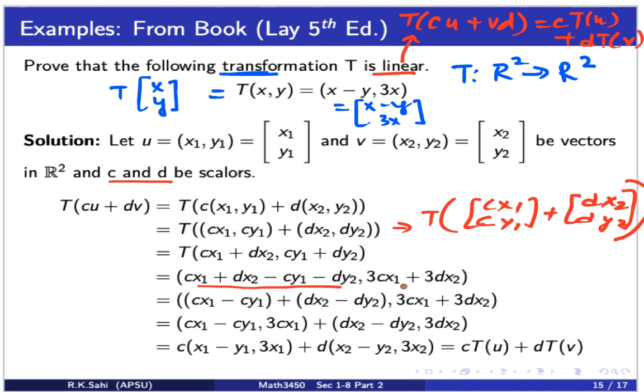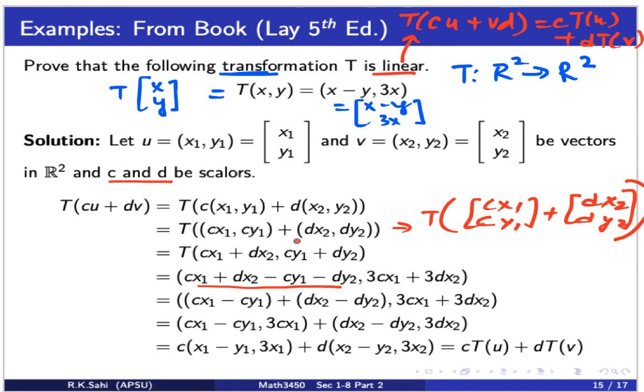And the second row will now be 3 times the first element of that column. So it's 3 times cx1 plus 3 times dx2. Literally, you're just following the rules given to you. And after that, it's simple algebra. Now we want to have something called c times T(u). T(u) means x1, y1. Now gather all the x1s and y1s together. So cx1 minus cy1, and then dx2 minus dy2, and then 3cx1 plus 3dx2, and remember it's a sum.